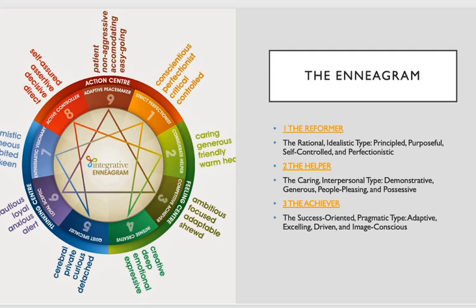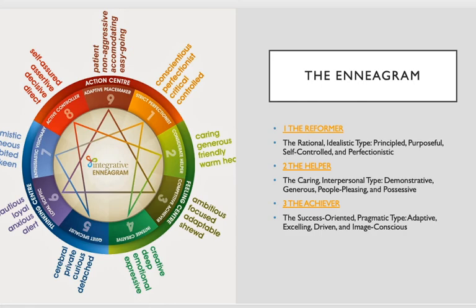And number 3 is the achiever. Before I get into that description, if you look at the circle, you're also going to see that there are 3 centers. There's a feeling center, that's numbers 2, 3, and 4. There's a thinking center, that's numbers 5, 6, and 7. And then there's an action center, so number 8, number 9, and number 1. So number 1, the reformer, is action based. Number 3, the achiever, is a feeling center.